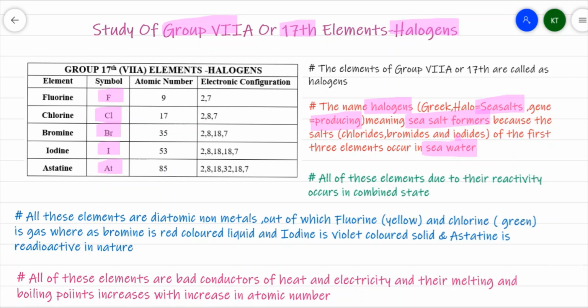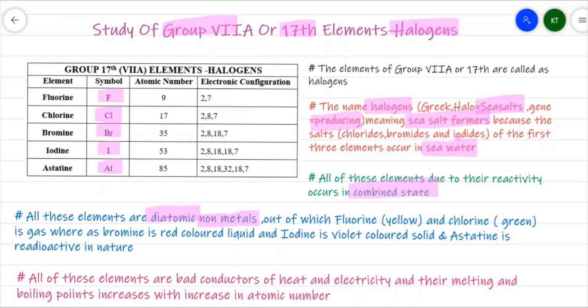Now, these elements are reactive, so they are not obtained in the free state. Because of their reactivity, these are reactive nonmetals, and mainly these elements are found in the combined state. All these elements are diatomic molecules, like F2, Cl2, Br2, I2, and they are typical nonmetals.